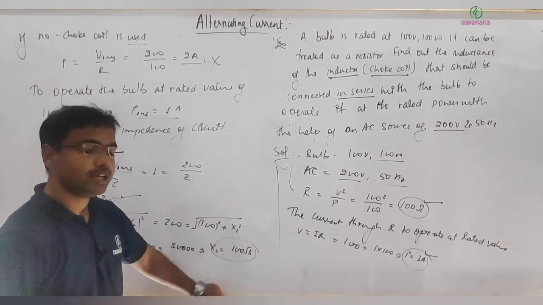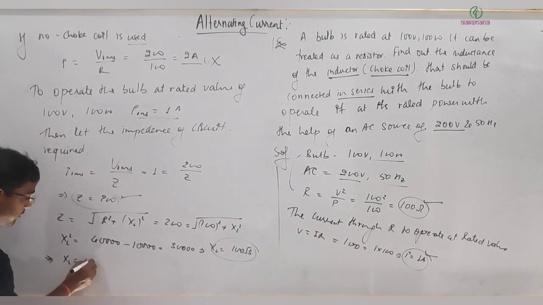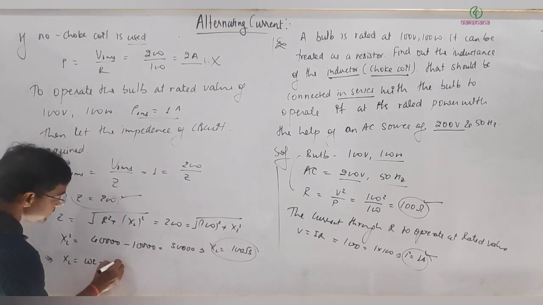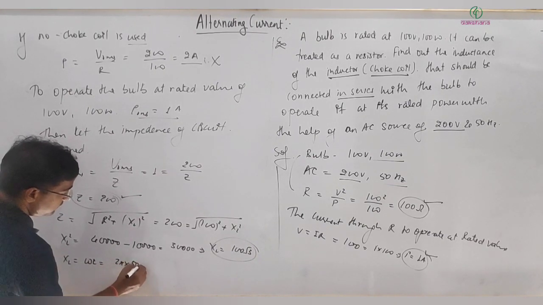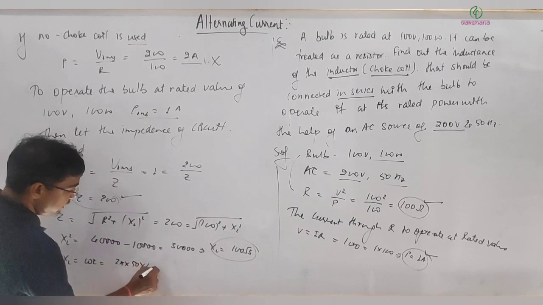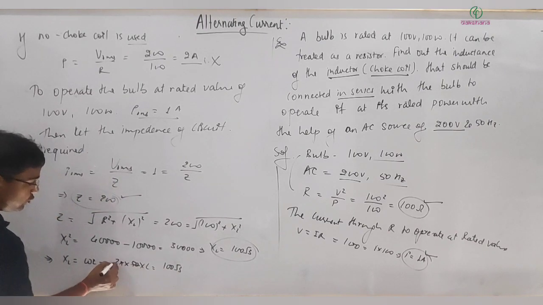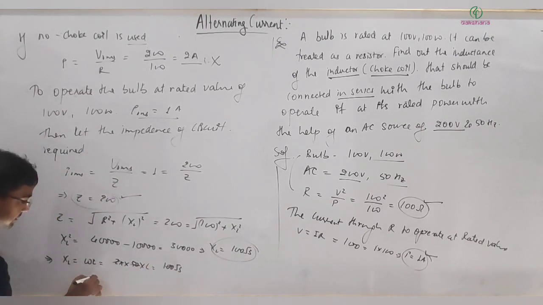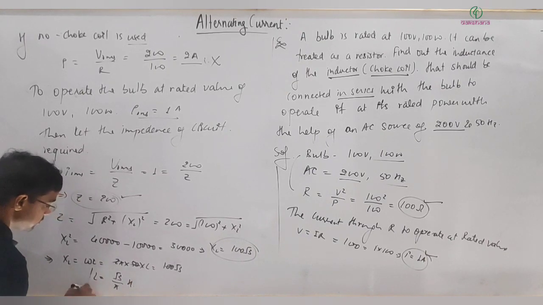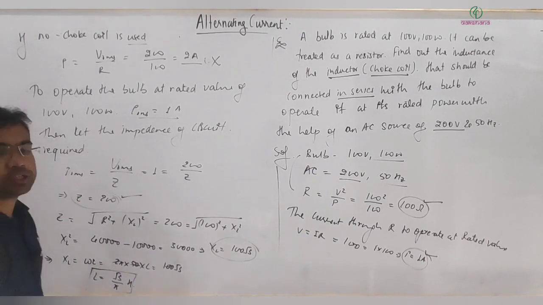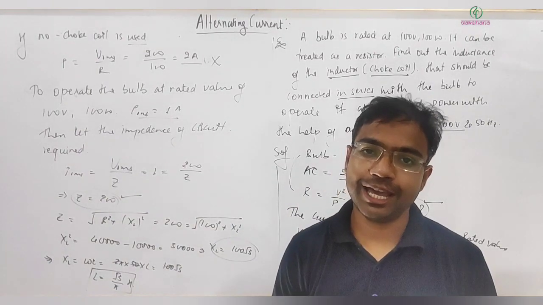This is XL. Then XL is equal to omega times L, and omega is 2 pi into F. F is 50 multiplied by L, and that is equal to 100 root 3. So this 2 pi and this 100 are gone. This implies L we are getting root 3 by pi Henry. So you need to connect a choke coil having inductance root 3 over pi Henry.